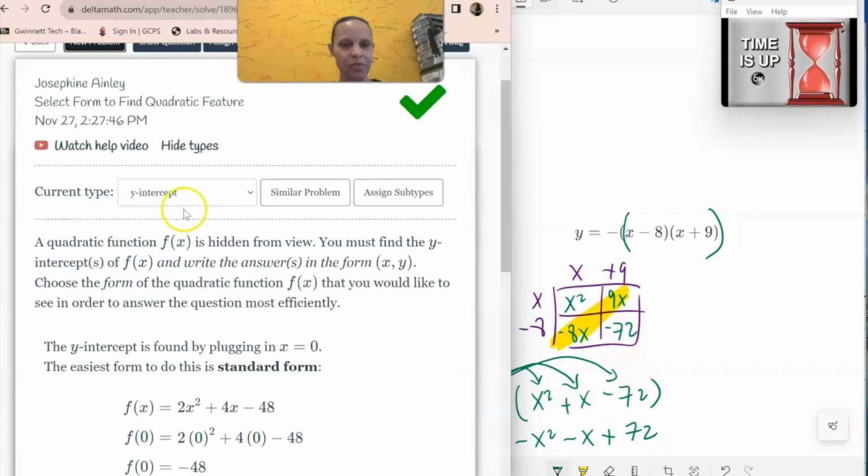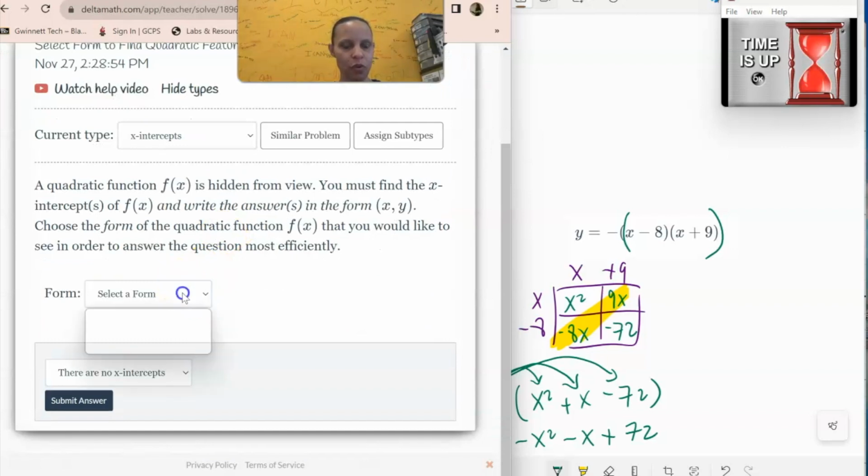All right, so y-intercept, standard form. All right, let's go to x-intercept. So again, what form would I want? Let me just remind you, standard form is y-intercept, factored form is x-intercepts, as well as positive and negative. Vertex form is maximum or minimums. Going through the vertex is also your axis of symmetry, and then increasing and decreasing. So remember, vertex has the most.